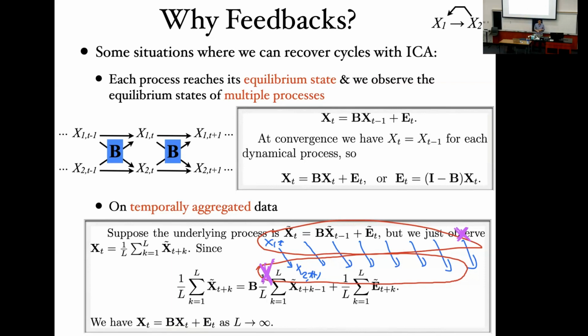Now, we also want to have a unified view, even if you don't have time information, meaning that even if you have only the data collected in the equilibrium state or aggregated data, we still want to recover the causal graph, no matter if it's acyclic or cyclic. We have a unified way to do so. How?